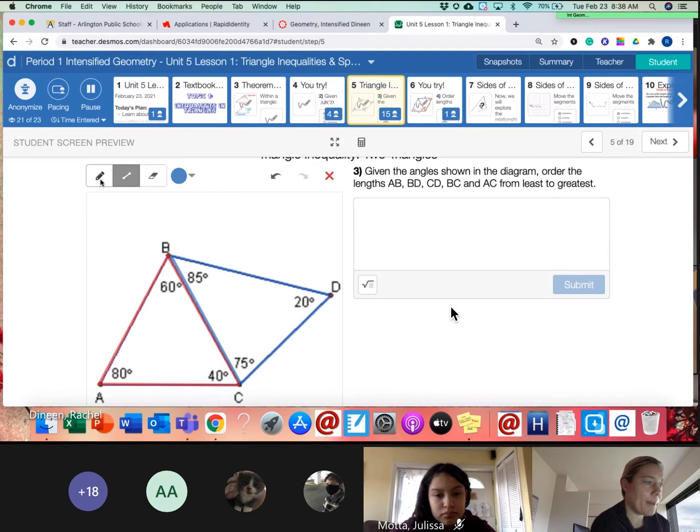So looking at my red triangle, the biggest angle is 80, so the longest side is BC. The middle angle is 60, so the middle side is AC. The smallest angle is 40, so the shortest side is BA.